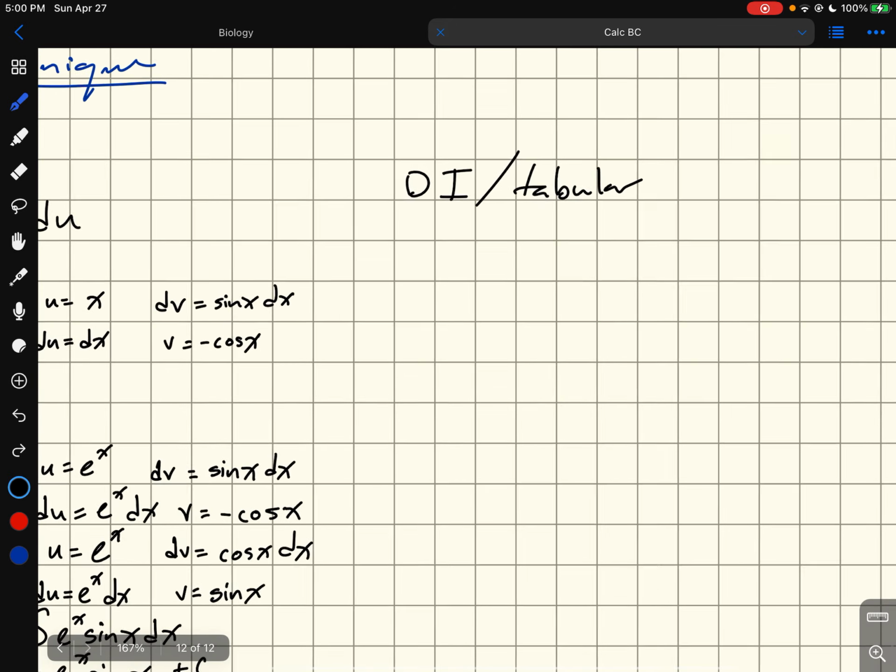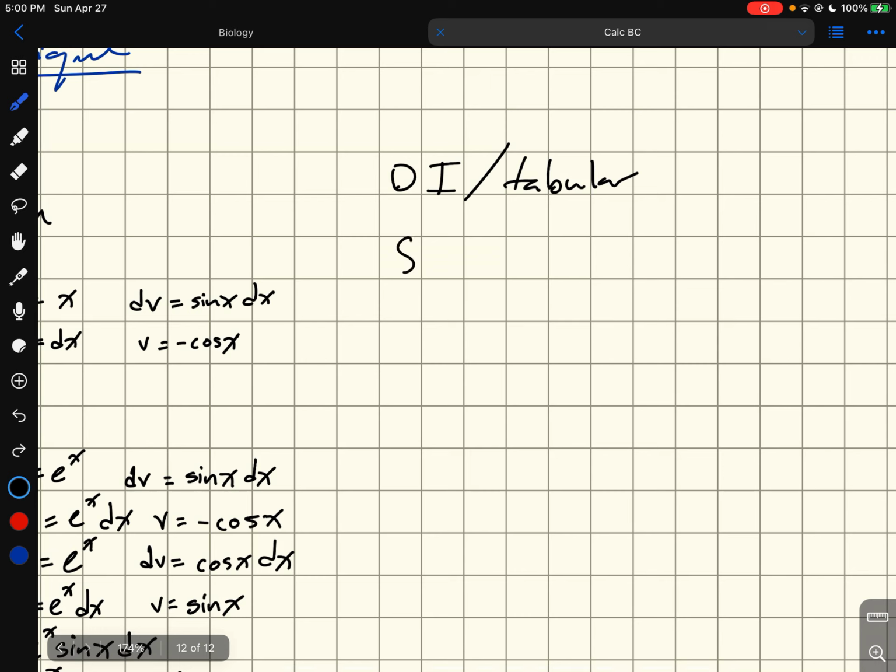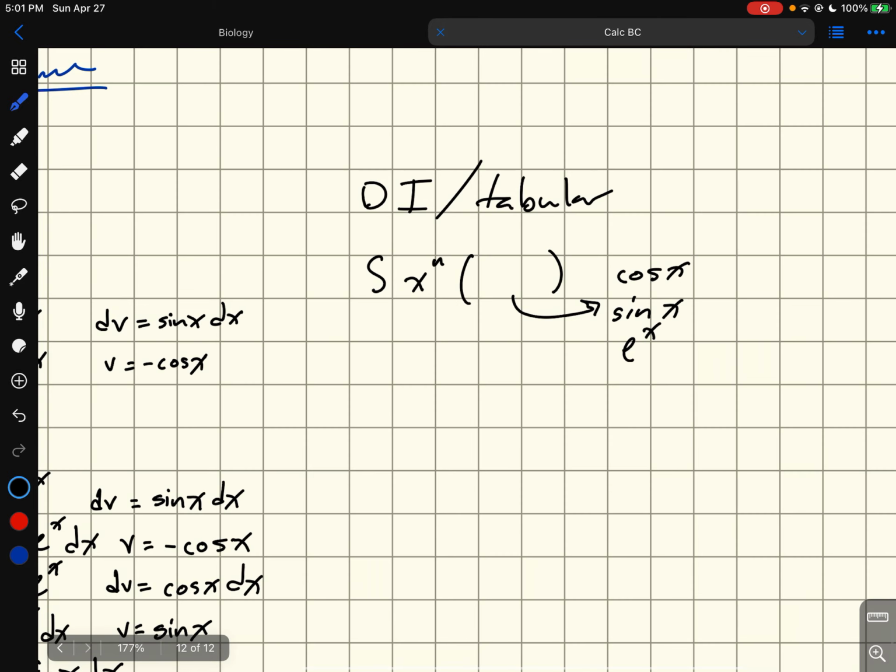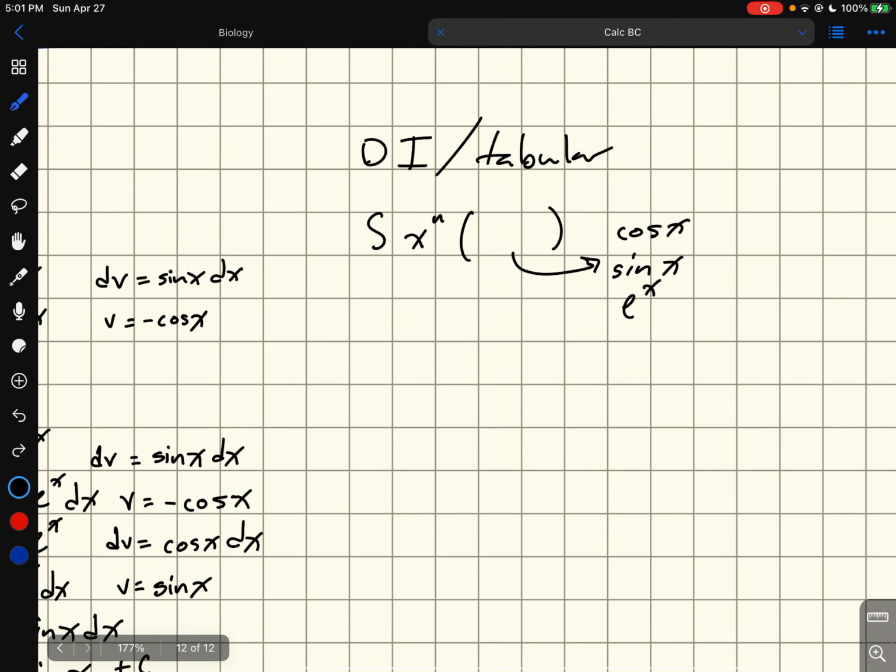So the format it follows is you have an integral of some x to some power, and then there's either a blank, and it can be cosine or sine or e to the x, something that's cyclical. And then it's x to some power. So let's do an example.